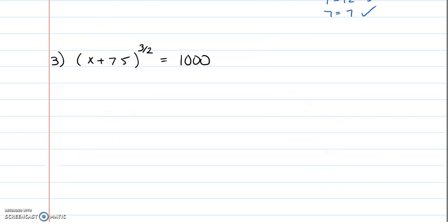Here we have in this next problem, x plus 75, all raised to the 3/2 power, equals 1,000. And this really is a radical, right? If we make a side note, with x plus 75, the denominator is our radical index, and this is the power. So I really do have a power over here, and a radical that's trapping this x plus 75.